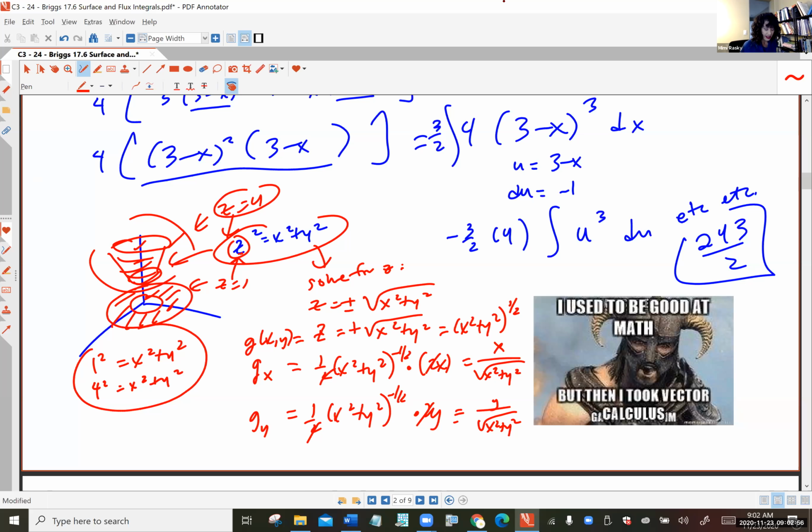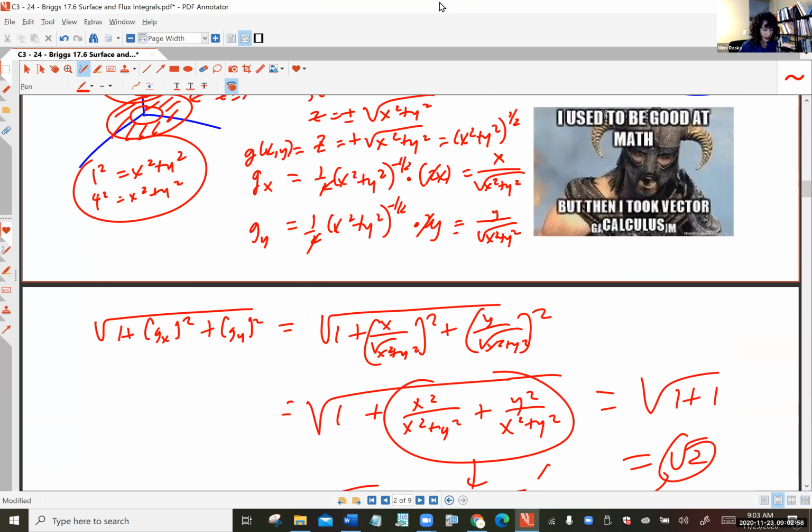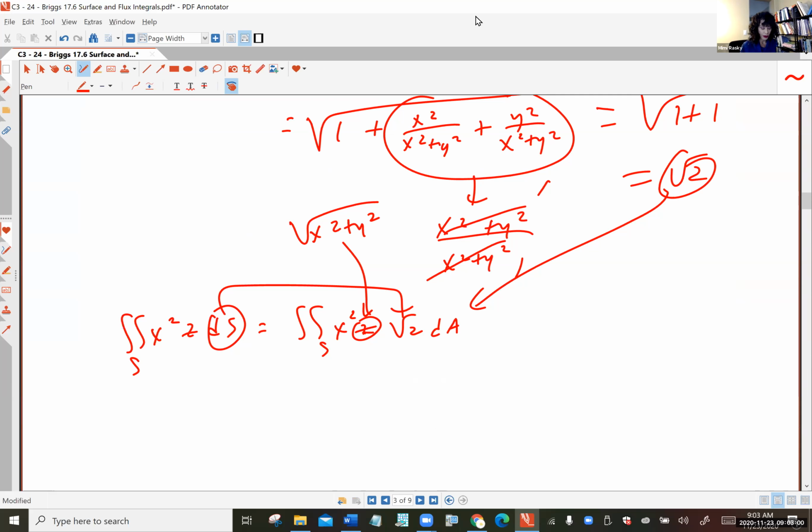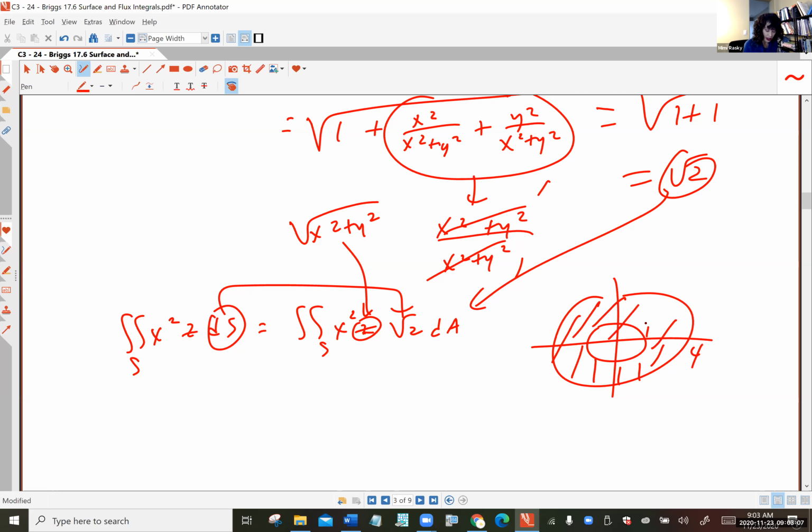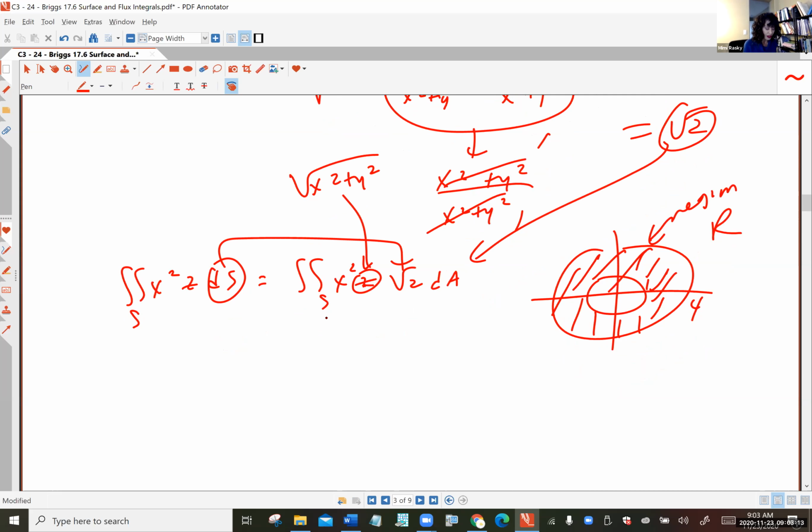So that's the shadow, or the projection, of this funnel on the XY plane. I hope you can appreciate that those are just going to be circles of radius 1 and radius 4 respectively. So here's your region, big R. When you turn this surface integral, which has a big S, into a double integral over the region, this is the region we're talking about.